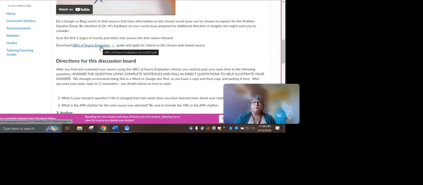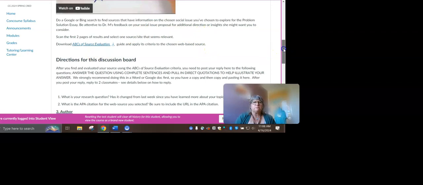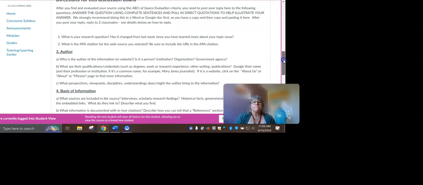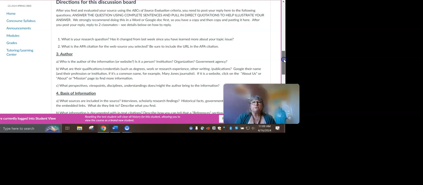This source here is going to help you identify the criteria for choosing a strong web-based resource. And in the end, again, you're going to be submitting to the discussion board and replying to 2 of your classmates.